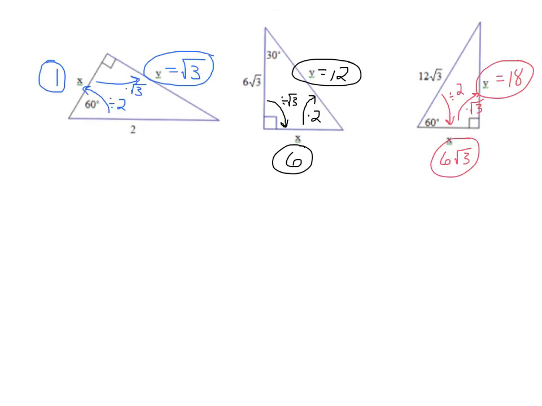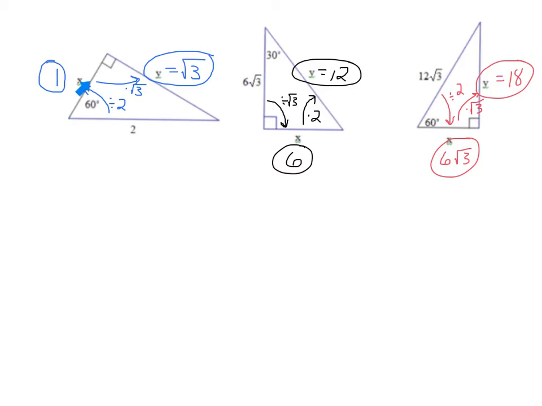All right, so let's start off with the first one. In the first one, I noticed that I was given my hypotenuse. If you're given your hypotenuse, you need to find the short leg first. Going from my hypotenuse to my short leg, I'm going from a larger number to a smaller number, so I needed to divide by the magic number of 2. So 2 divided by 2 gives me 1. That's my short leg.